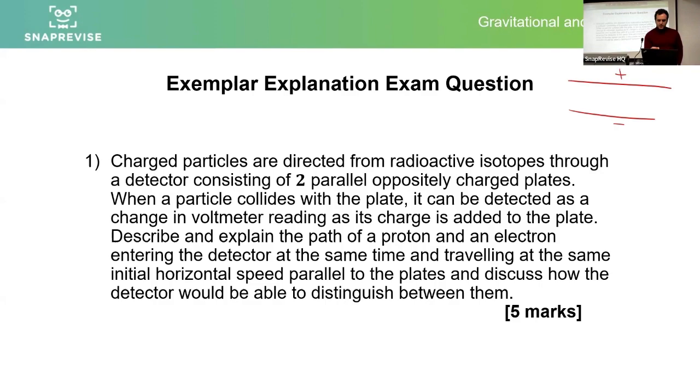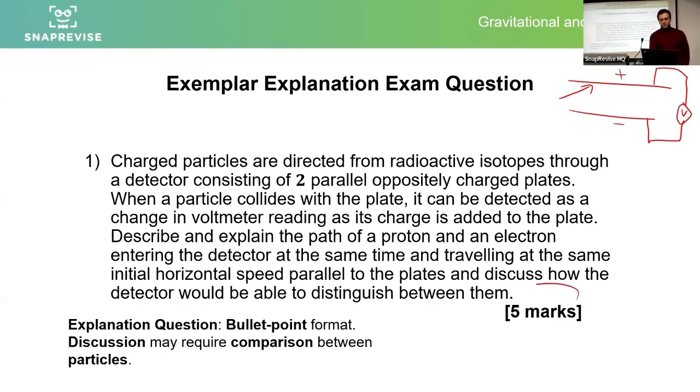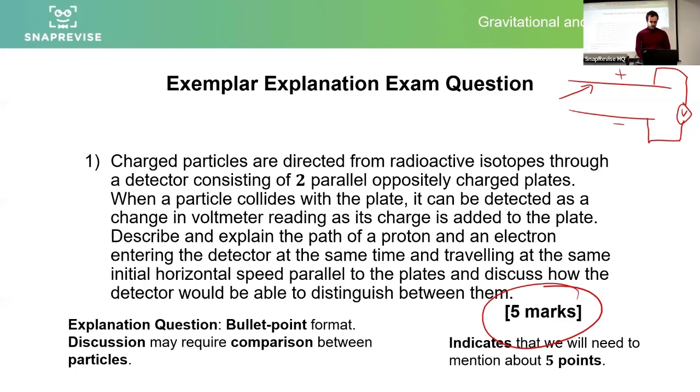Yeah, that makes sense. So if an electron crashed into the positive plate, the potential difference across it would be slightly less. Describe and explain the path of a proton and an electron entering the detector at the same time and traveling at the same initial horizontal speed parallel to the plates, and discuss how the detector will be able to distinguish between them. 5 marks. Oh, brutal.